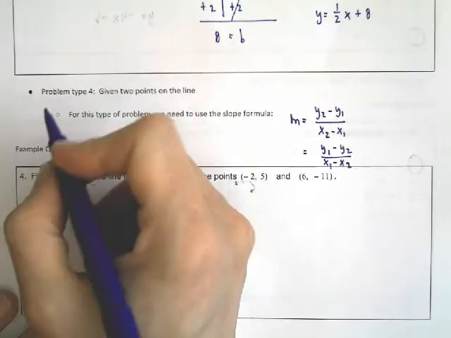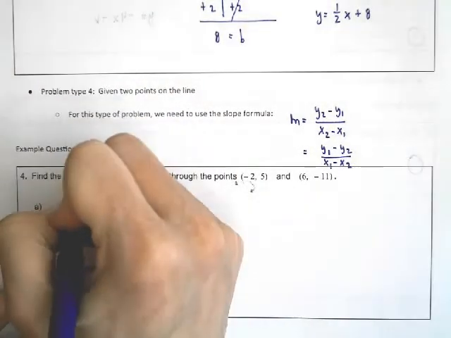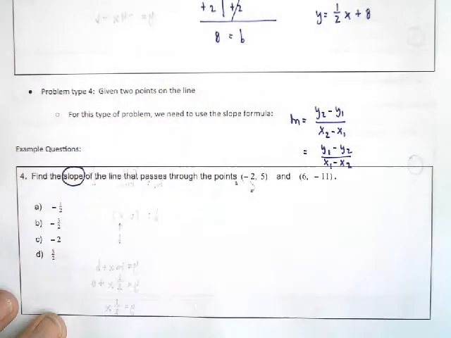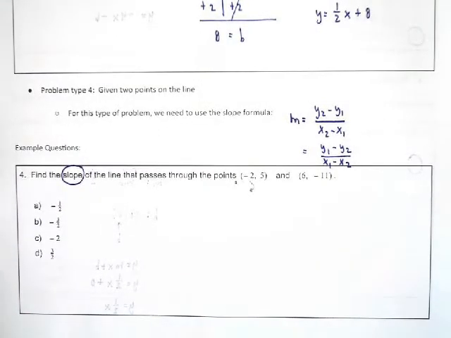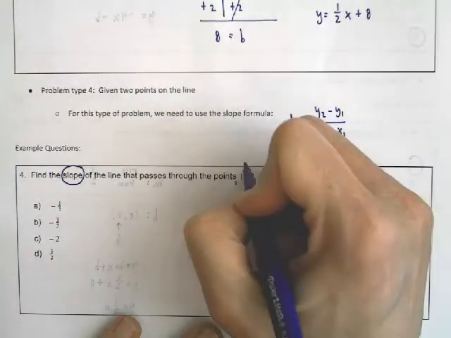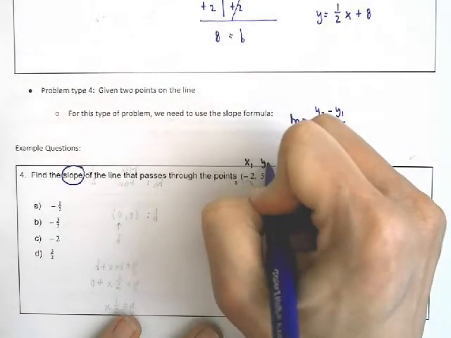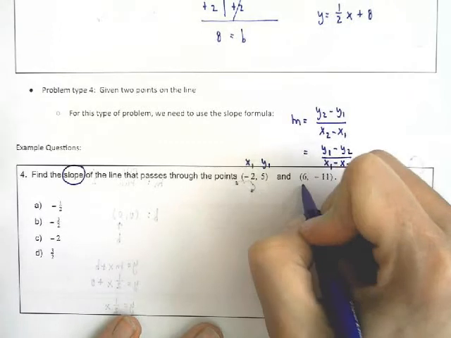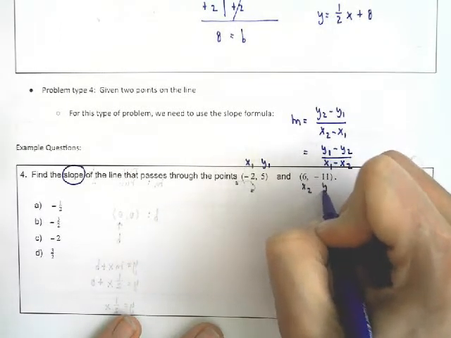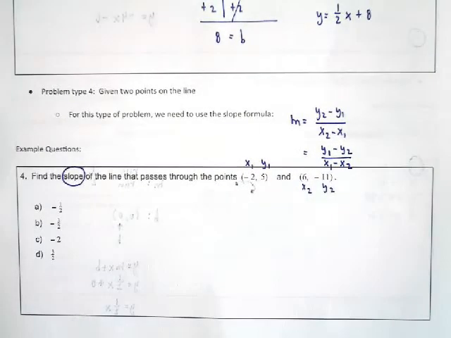So in number 4, in this question, they only want us to find the slope. We're not actually finding an equation here. So we're just going to use our slope formula to find the slope. So the first thing I'm going to do is label my points, x1 and y1, and these, I'm going to put below here, x2 and y2. So each ordered pair has an x and a y. I just call the first point 1 and the second point 2.